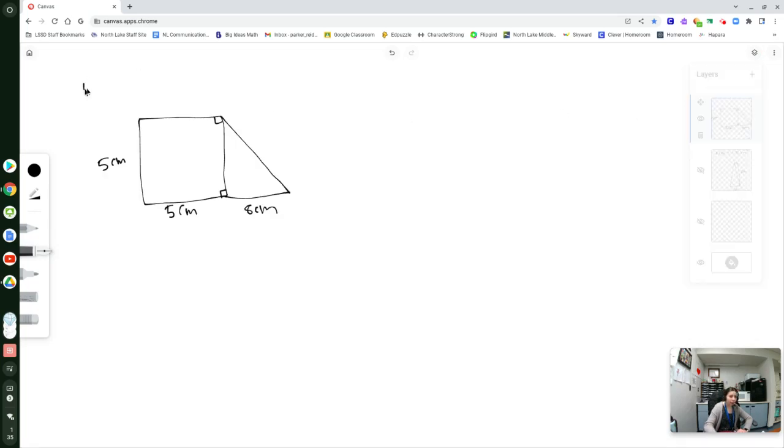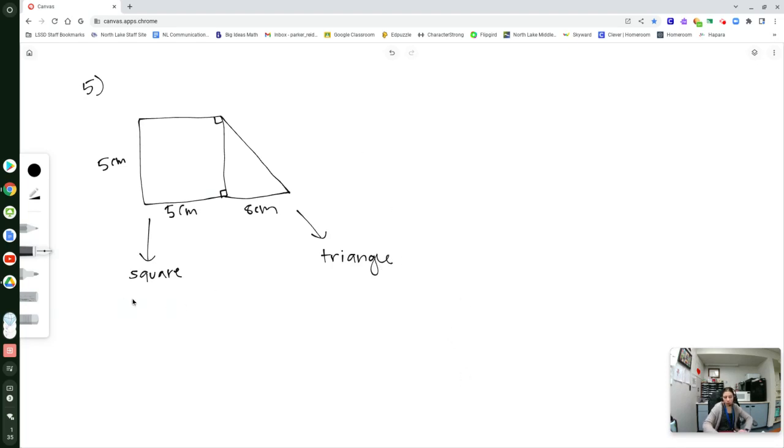Okay, question 5 says find the area of the composite figure. It's called a composite figure because it's composed of multiple different figures. So we can actually see them pretty easily because they draw in this line for us. We see that we have a square and we have a triangle. So let's find the area of each. So first, let's think about the square.